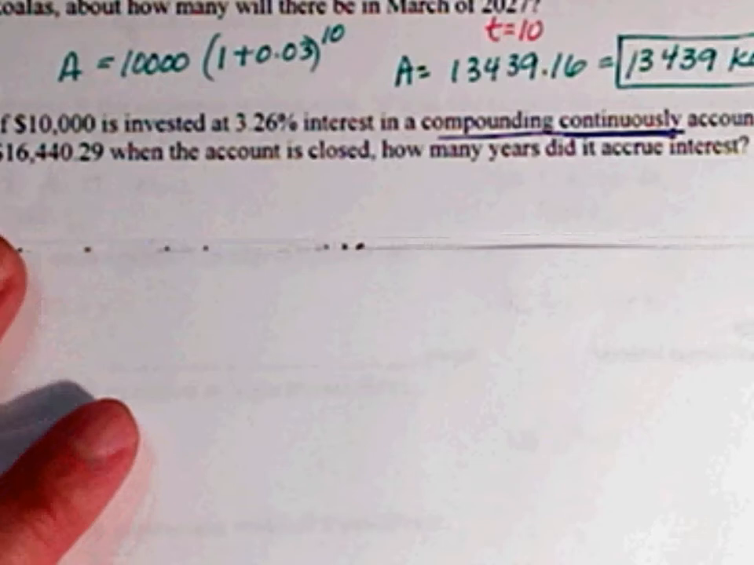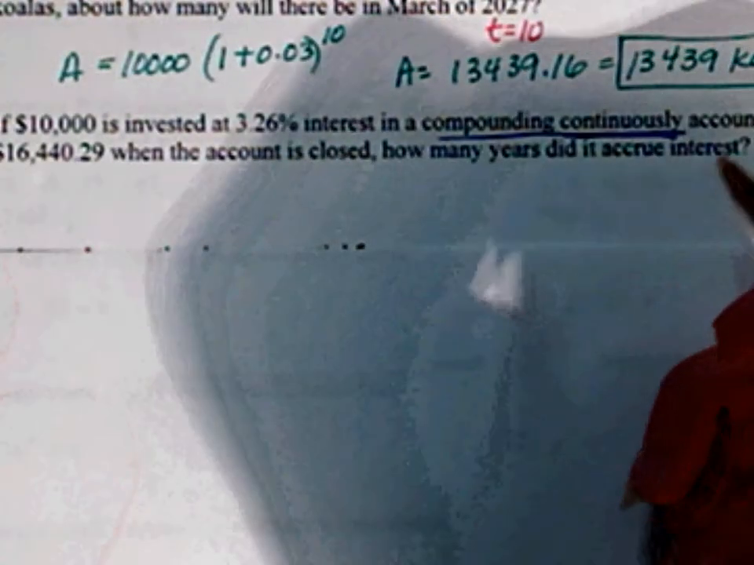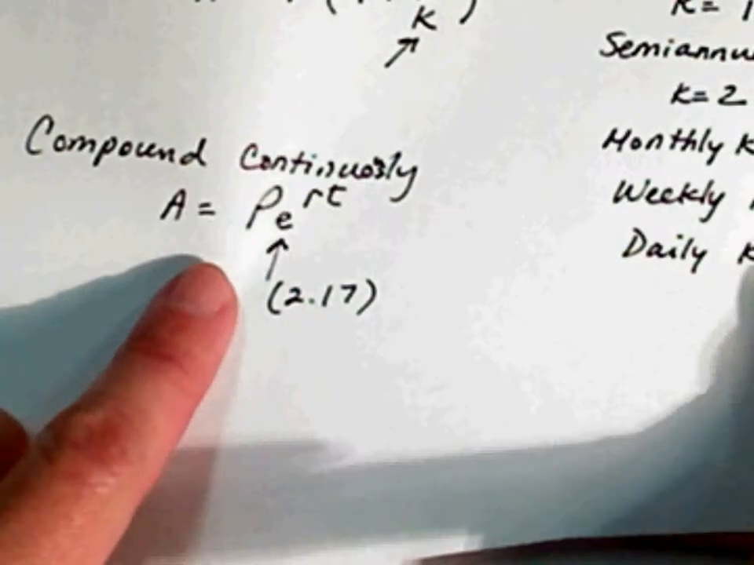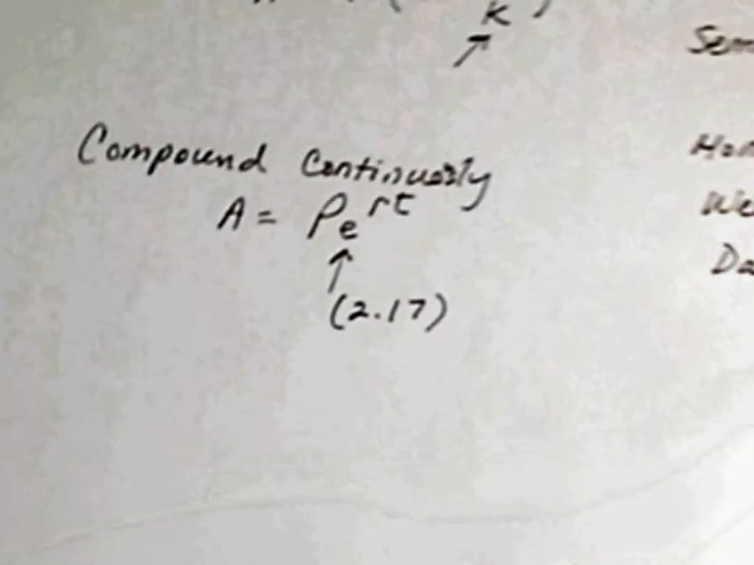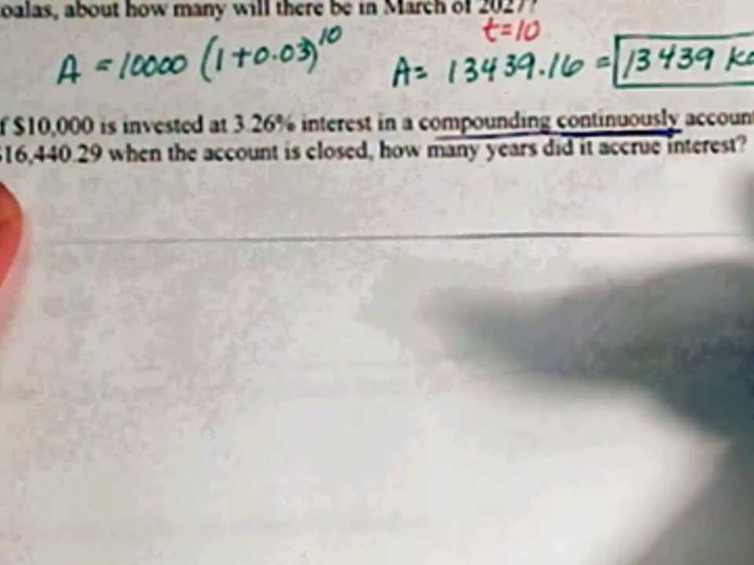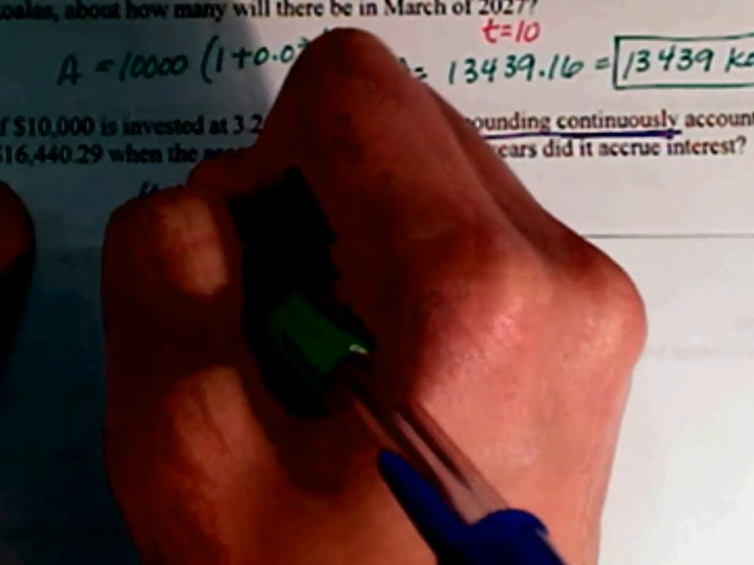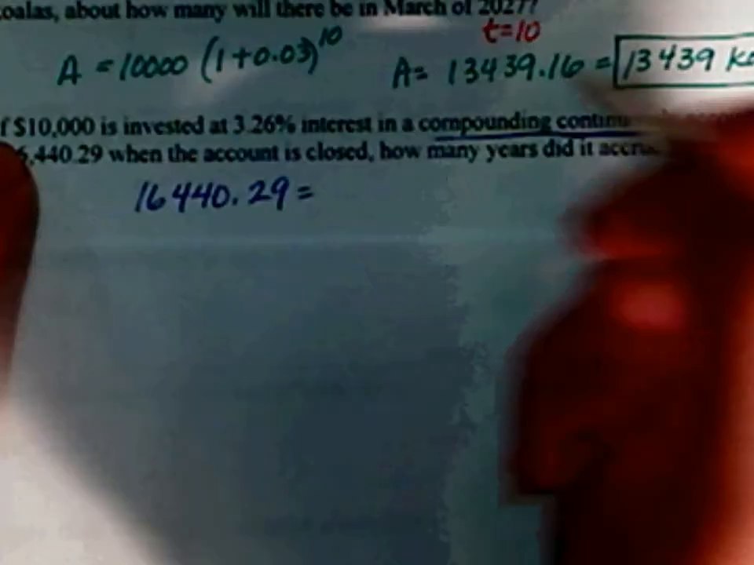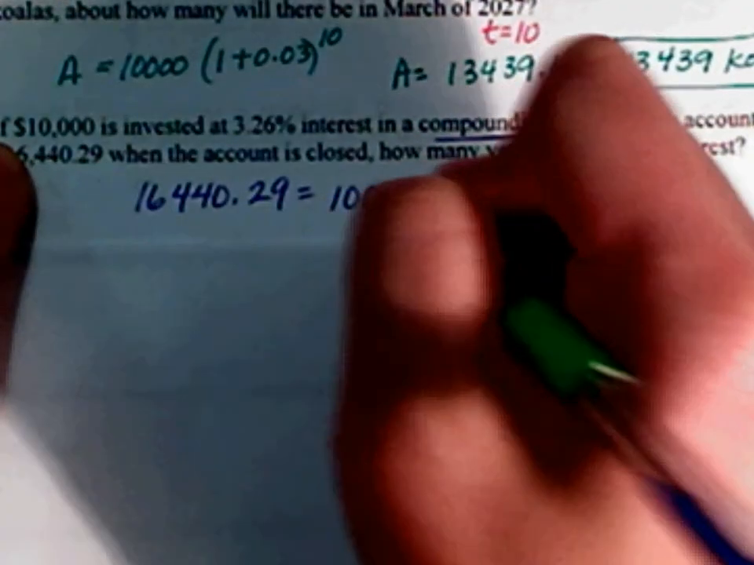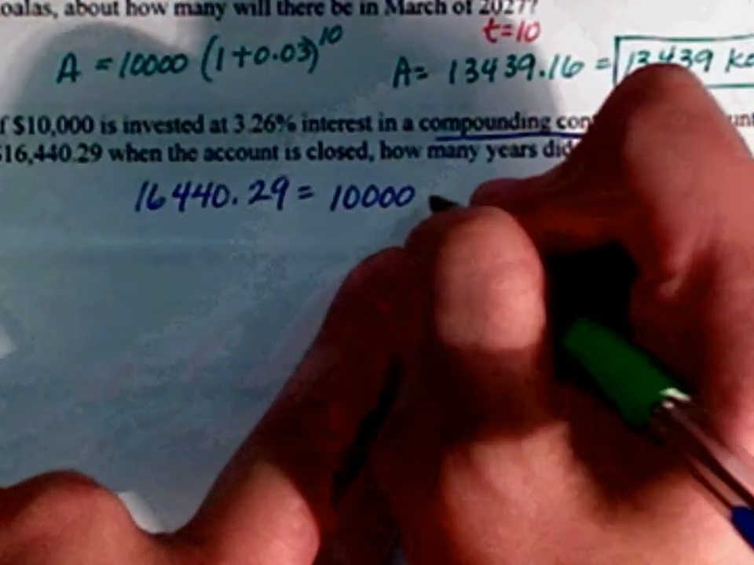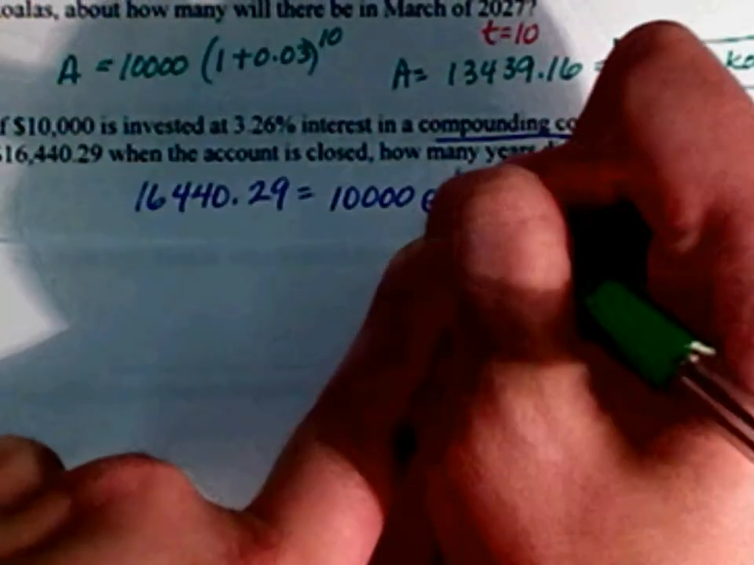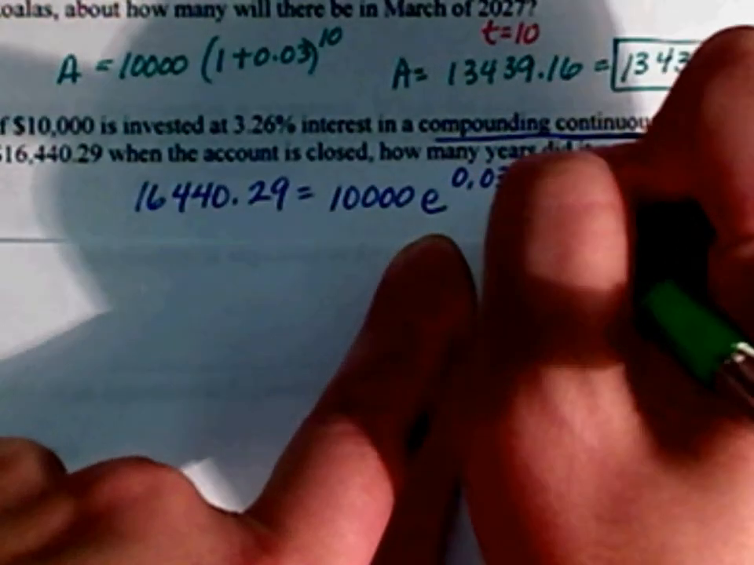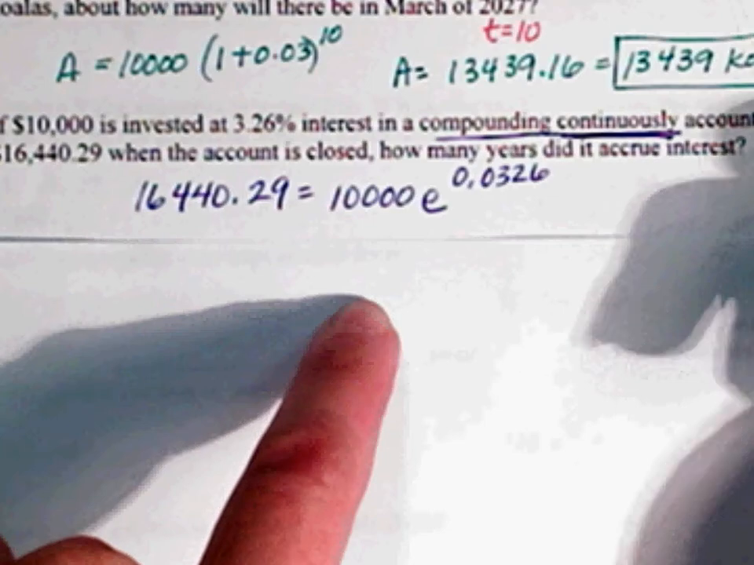So you are going to use this equation right here, correct? Because that says continuously. So here we go. What is your final amount? $16,440.29. What did we start off with? $10,000, compounded continuously at a rate of 3.26%. And the question is, how many years? So I'm looking for T.